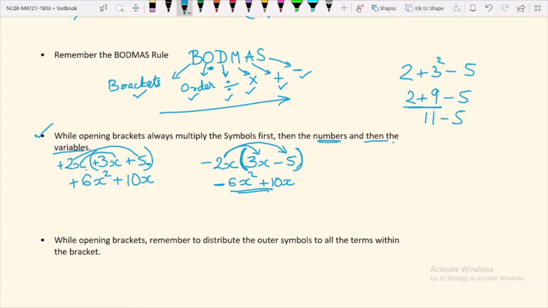So this is our solution. Like this we have to open the brackets. Always while opening the brackets, multiply the symbols first. First multiply the symbols, then the numbers, and then the variables. Okay.